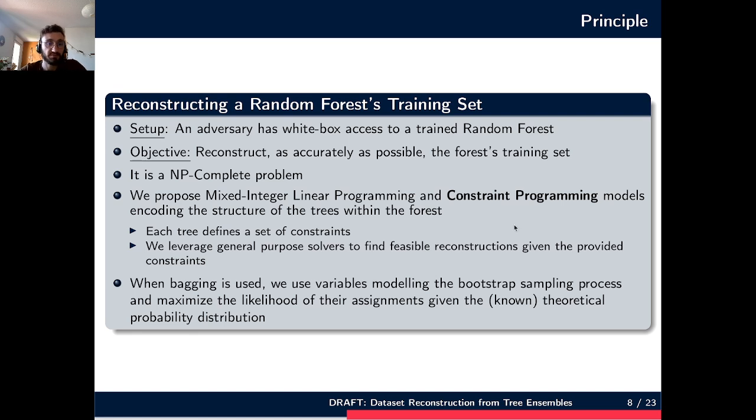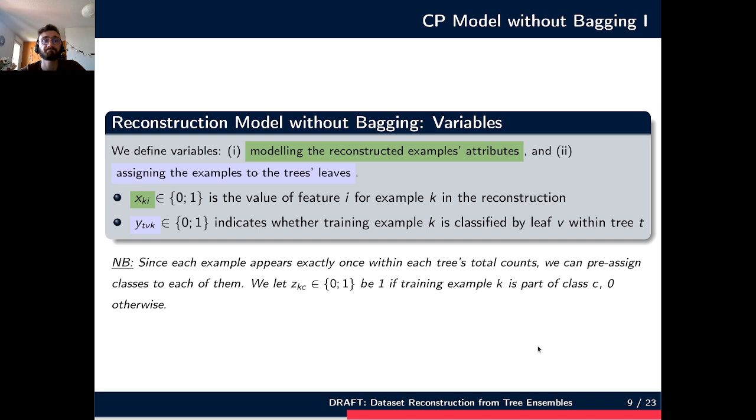When bootstrap sampling is used, we will use additional variables modeling this bootstrap sampling process, and we will maximize the likelihood of this variable's assignment, given that we know the theoretical probability distribution of bootstrap sampling. So this is the constraint programming model we can use when bootstrap sampling is not used. So it's a way to solve a simplified version of the problem.